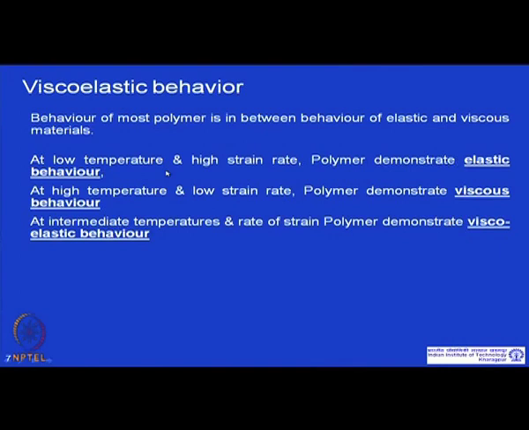At low temperature and high strain rate, polymers demonstrate elastic behavior, as we have seen earlier in our stress-strain discussion, that at low temperature a polymer becomes brittle and does not elongate much. At high temperature and low strain rate, polymers demonstrate viscous behavior, and at an intermediate temperature and rate of strain, polymers demonstrate viscoelastic behavior.